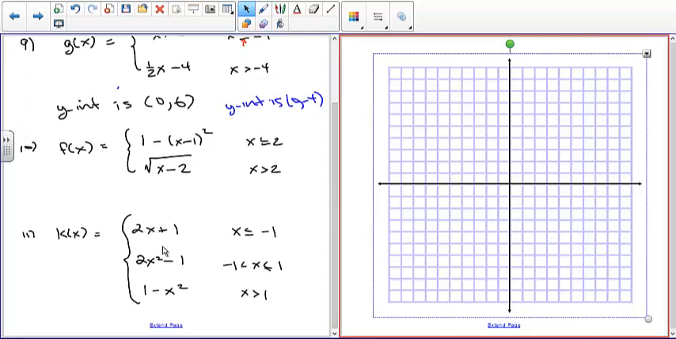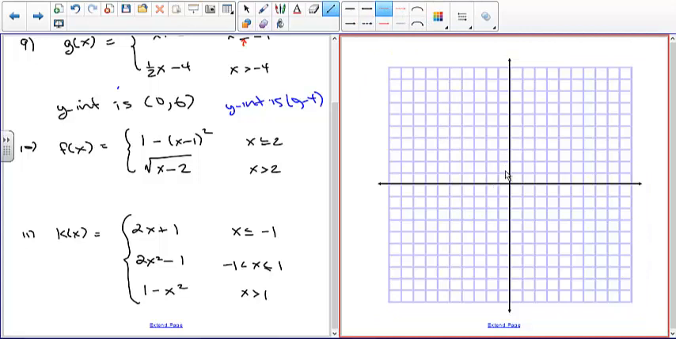Okay, let's do the linear function first. So it's going to have a y-intercept of plus 1, and it's going to have a slope of 2. I'm going to go this direction, okay? Because this only applies to, actually, that's for x greater than negative 1. Okay, so, sorry, let's go the other way. So, there you go.